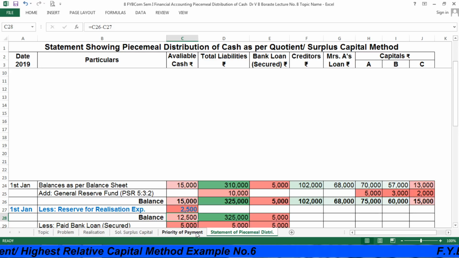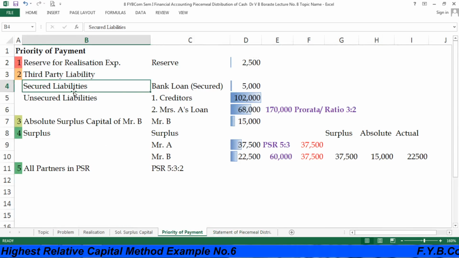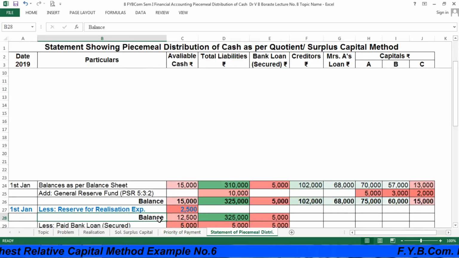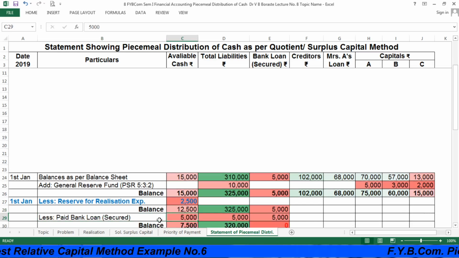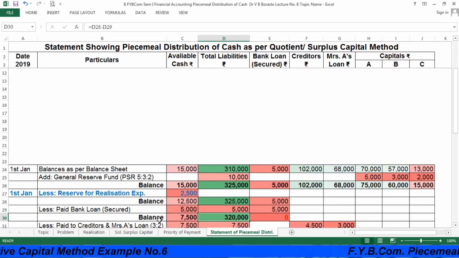After that, we can pay the bank loan, which is the second priority, a third party liability, that is secured liability. Bank loan secured is 5,000. So 5,000 will be deducted from the total cash and total liability as well as from the bank loan. After deducting 5,000, we have a balance of rupees 7,500 of cash and 3,20,000 of total liability, while our bank loan is completely nil. That means we have already paid the secured bank loan of rupees 5,000. So now we have a balance of 7,500.